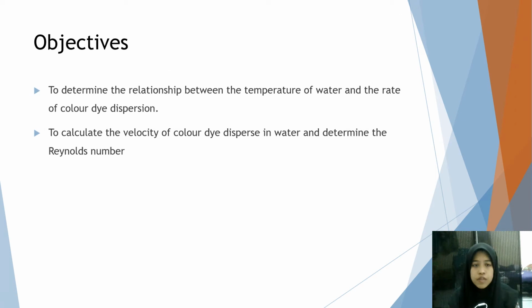The objectives of this experiment are, first, to determine the relationship between the temperature of water and the rate of color dye dispersion. Secondly, to calculate the velocity of color dye dispersed in water and determine the Reynolds number.